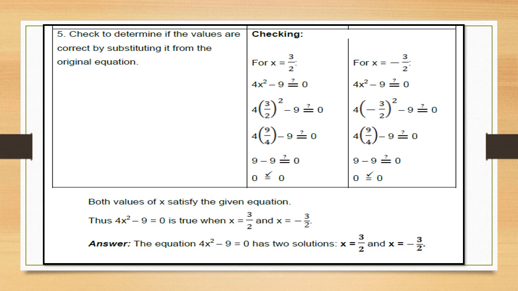So we have here 0 and 0. Both values of x satisfy the given equation. Thus, 4x squared minus 9 is equal to 0 is true when x is equal to 3 over 2 and x is equal to negative 3 over 2. So the equation 4x squared minus 9 is equal to 0 has two solutions. So 3 halves and negative 3 halves are the values of x.